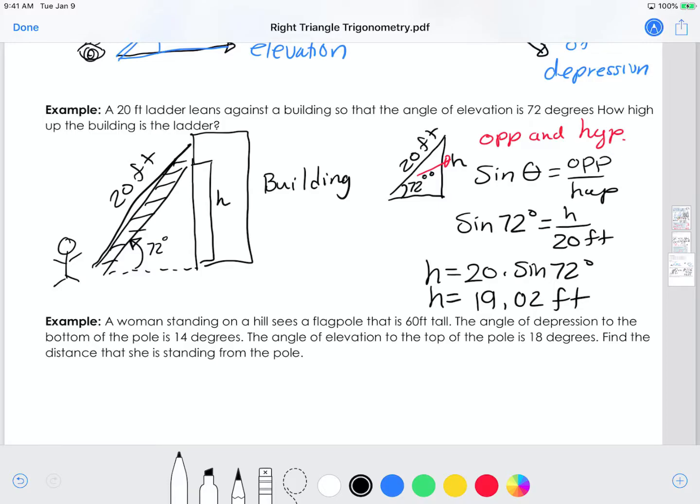So when I put a 20-foot ladder and lean it up against a building at an angle of elevation of 72 degrees, it reaches 19 feet up the side of the building.